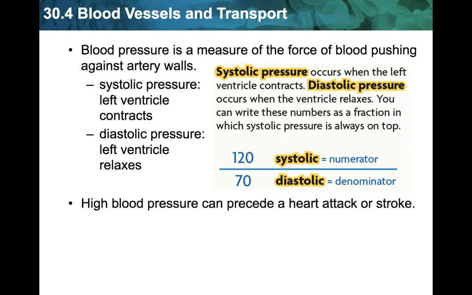So there's something called systolic pressure and diastolic pressure. The systolic pressure is as the left ventricle contracts, and diastolic is when the left ventricle relaxes. So your blood pressure is the systolic over diastolic numbers. You can write these numbers as a fraction in which systolic pressure is always on top. That's what blood pressure is. If you're ever wondering what the numbers mean, if the doctor says your blood pressure is 120/70, that's your systolic versus your diastolic number in fraction form, also known as your blood pressure.